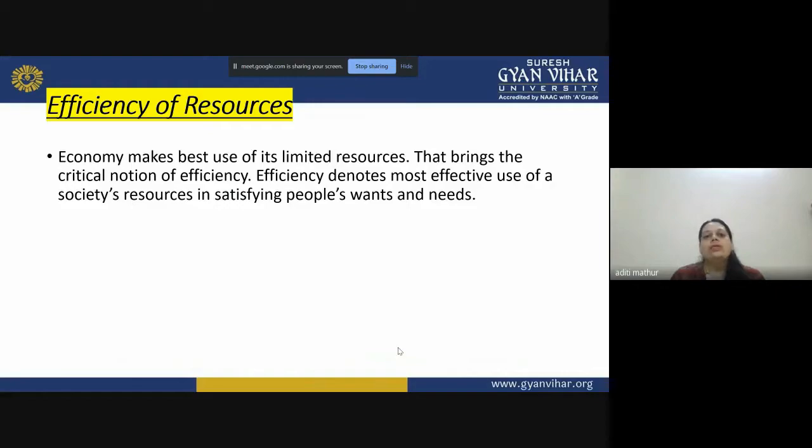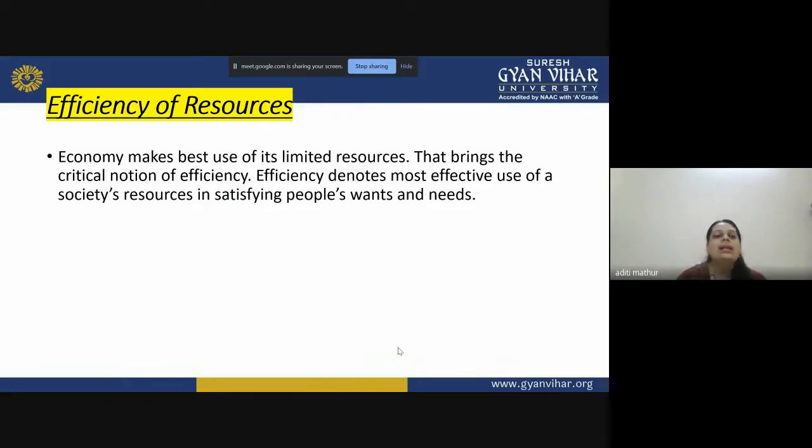So, efficiency of resources. An economy must make the best use of its limited resources. Every economy tries to make use of the limited resources they have, right? If you have labor, you will try to make sure that you use that labor in the most effective manner, right? You will come up with a shift system, so that the company goes on working for 24 hours, and even the workers get time to rest, and then the new shift joins on. So this is how you manage your limited resources, right?